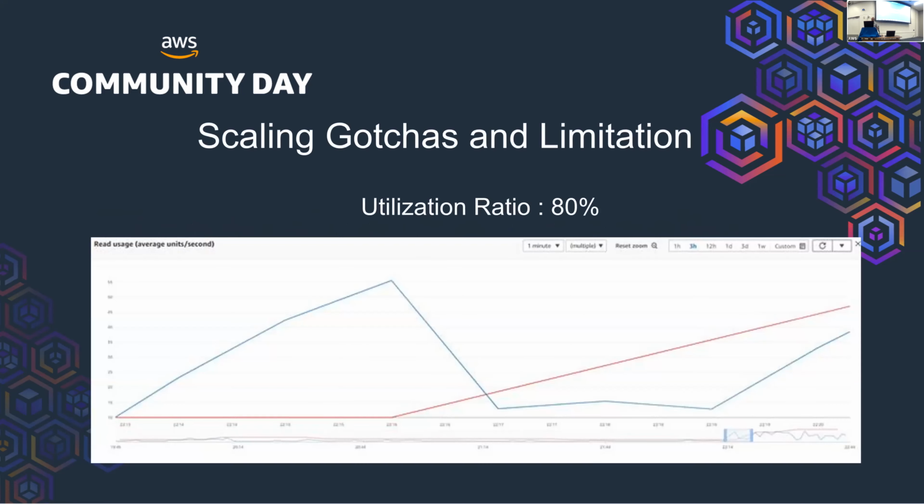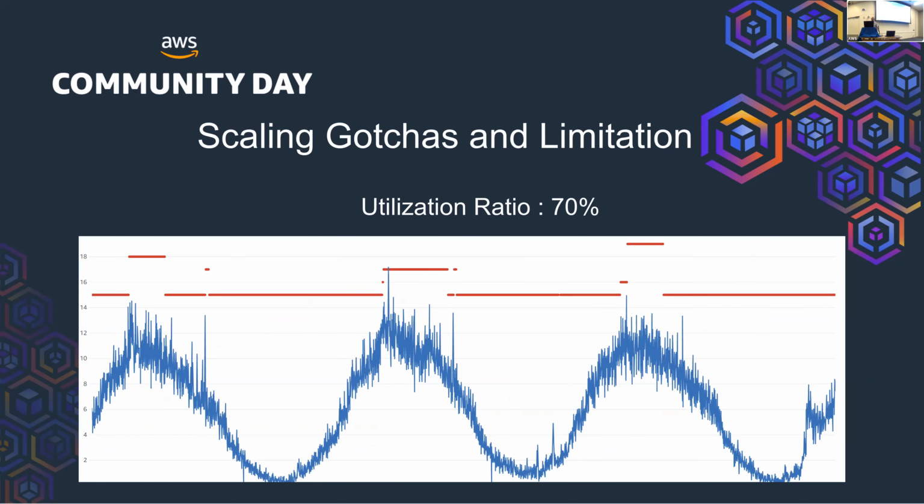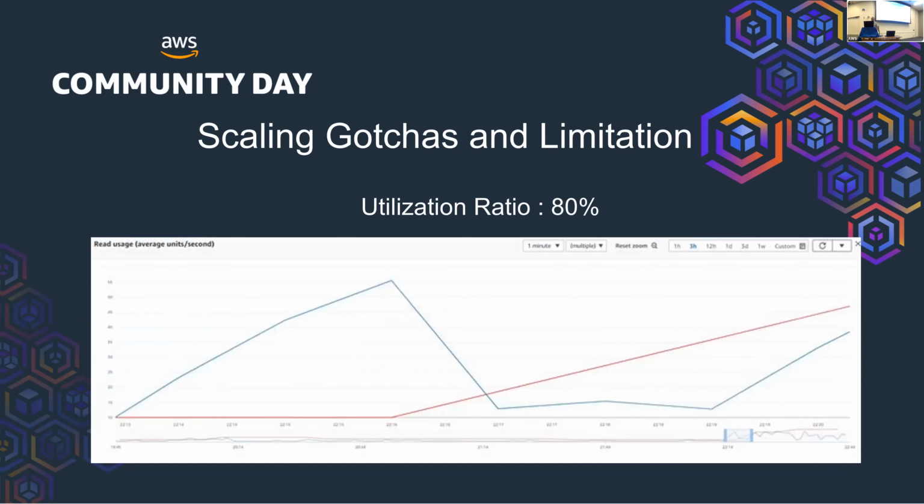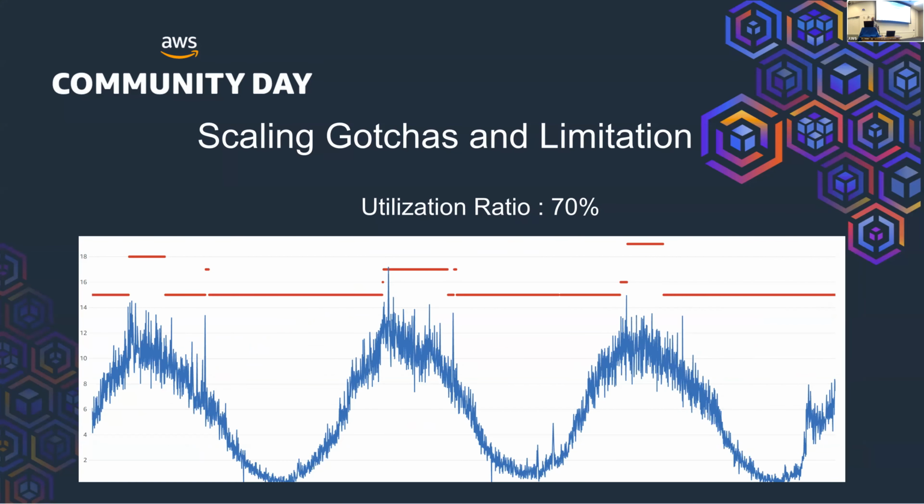You can evolve. So, for example, this is actually one of the production tables. We saw throttling. We had alerts enabled. We got alerts, and then we immediately deployed a change. And basically what we did is it was set to 80% utilization ratio, and we just set it to 70%. And you can see that the scaling is working perfectly here.